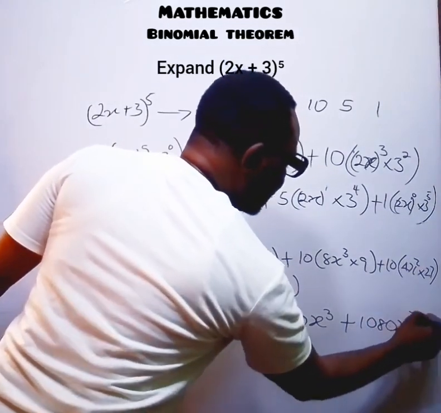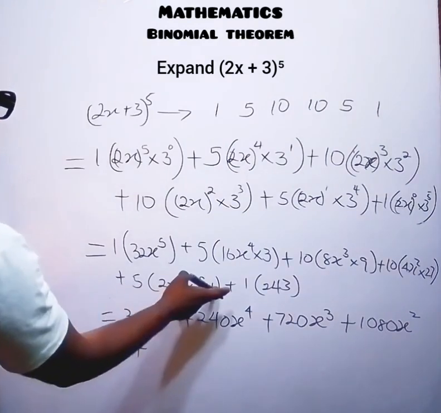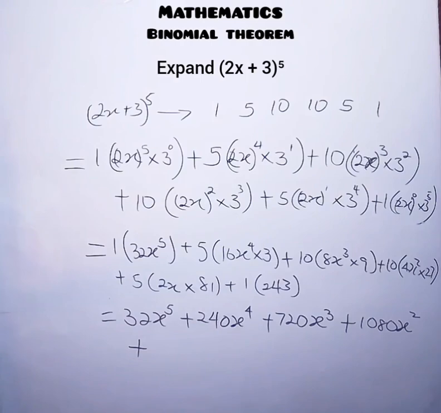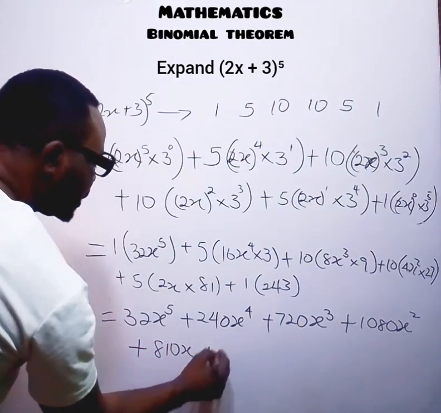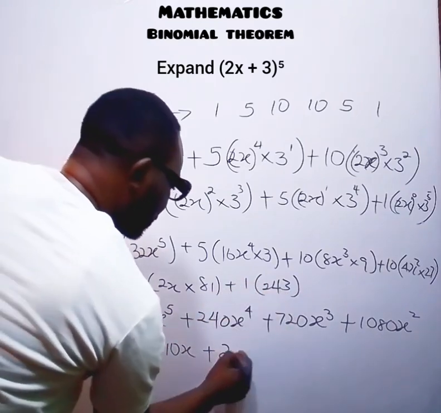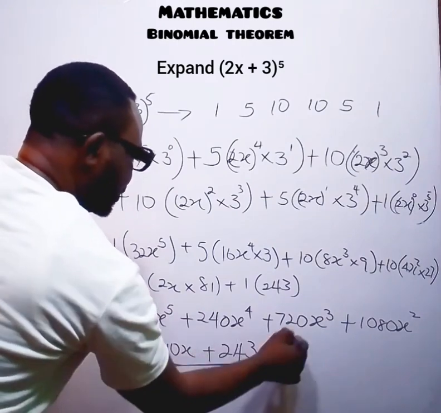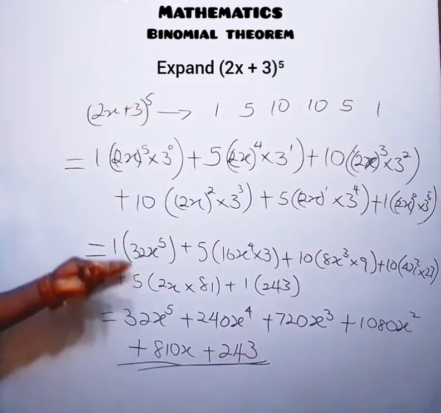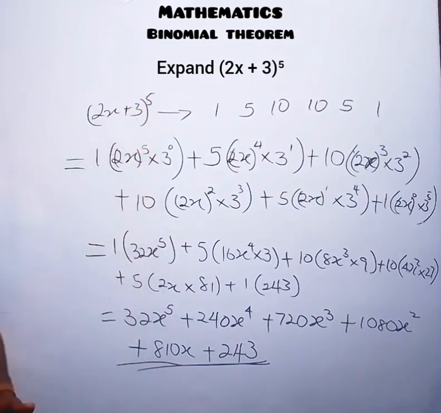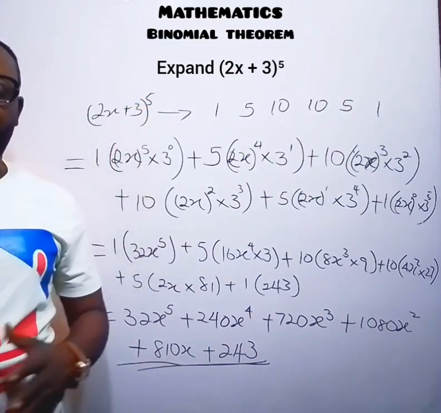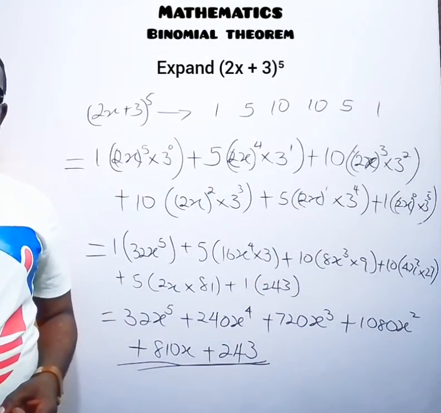1080x raised to the power of 2, plus we are having what here? 5 times 2 times 81, that will be equal to 810x, plus 1 times 243, that will be 243. Now this is the answer to this expression that we have here, that is 2x plus 3 raised to the power of 5. Follow the process in that order like that. It's very simple to solve. Stay tuned for the next question.